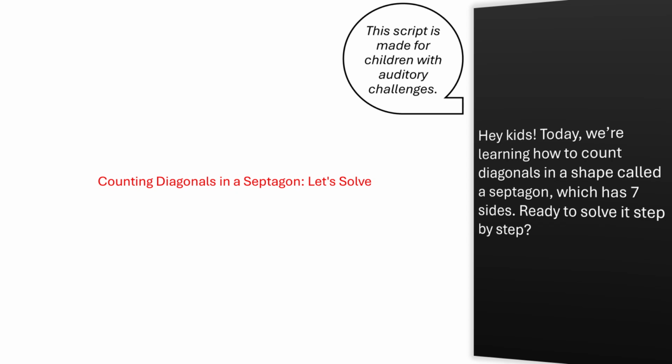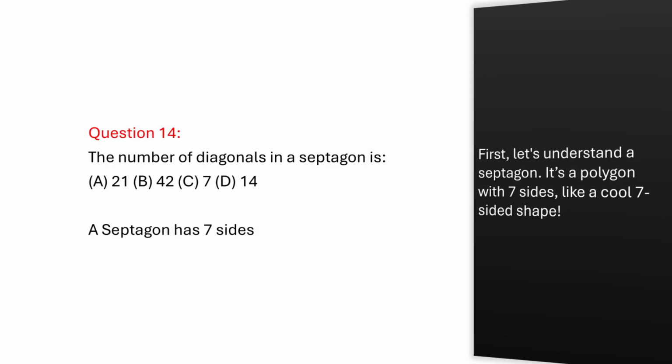Today we're learning how to count diagonals in a shape called a septagon, which has 7 sides. Ready to solve it step by step? First, let's understand a septagon. It's a polygon with 7 sides, like a cool 7-sided shape.